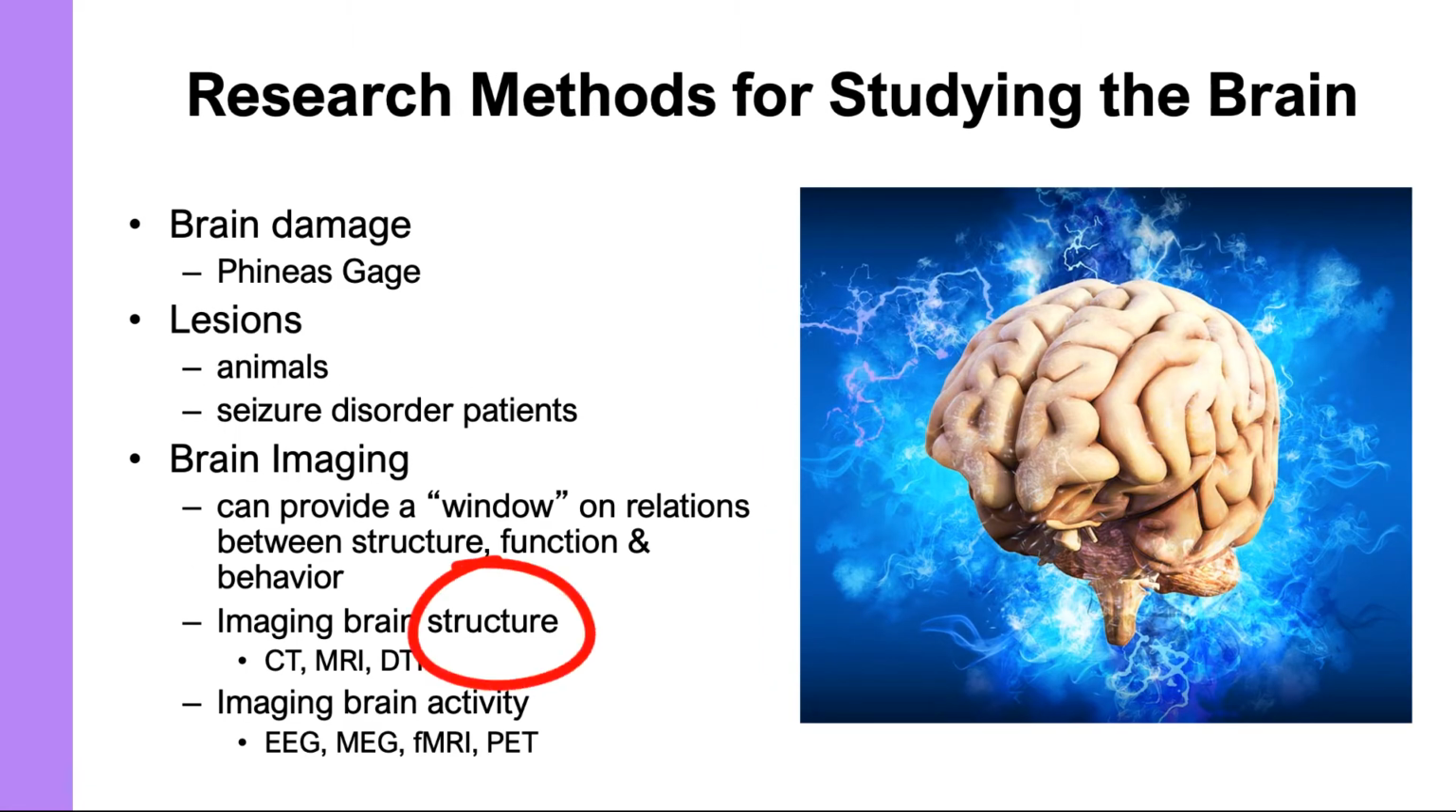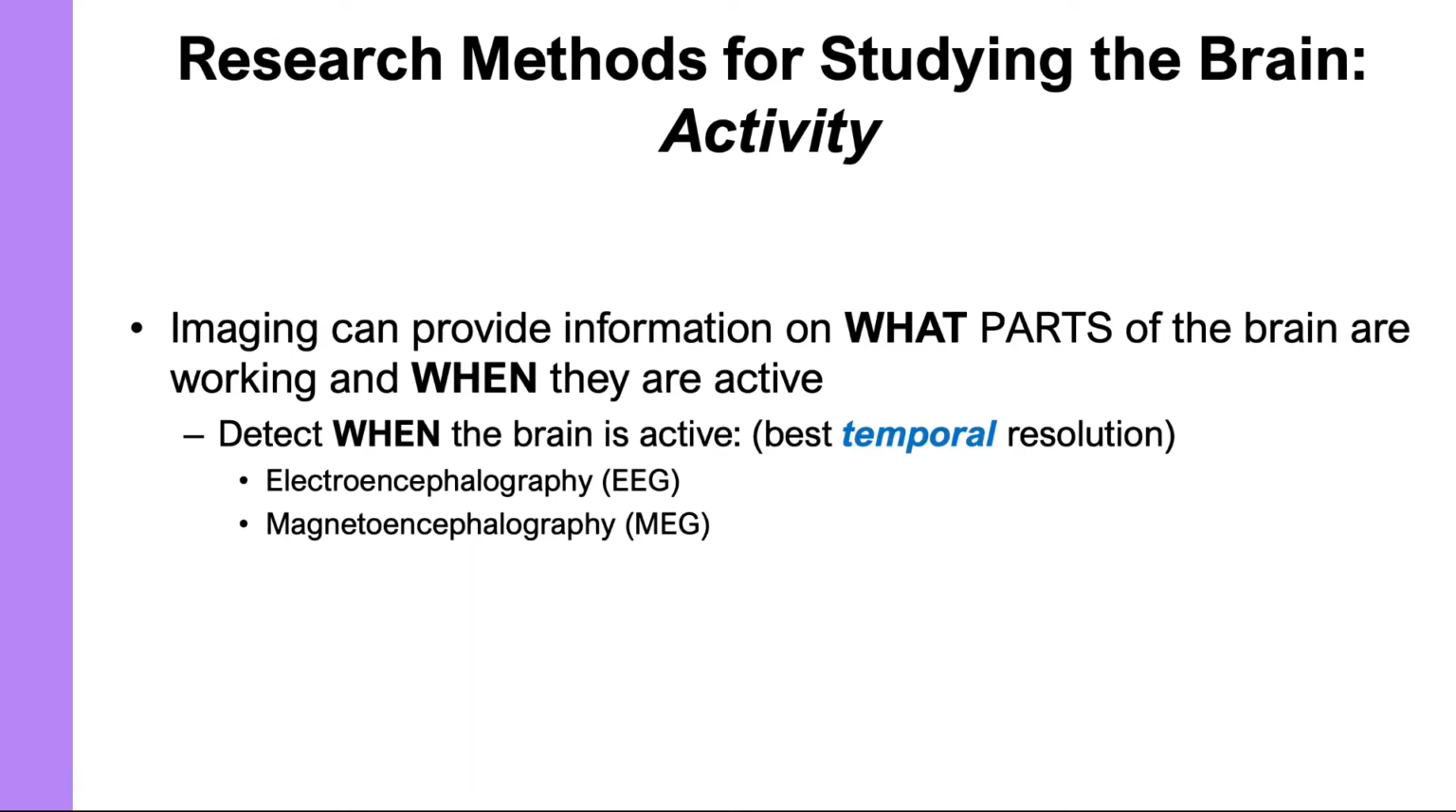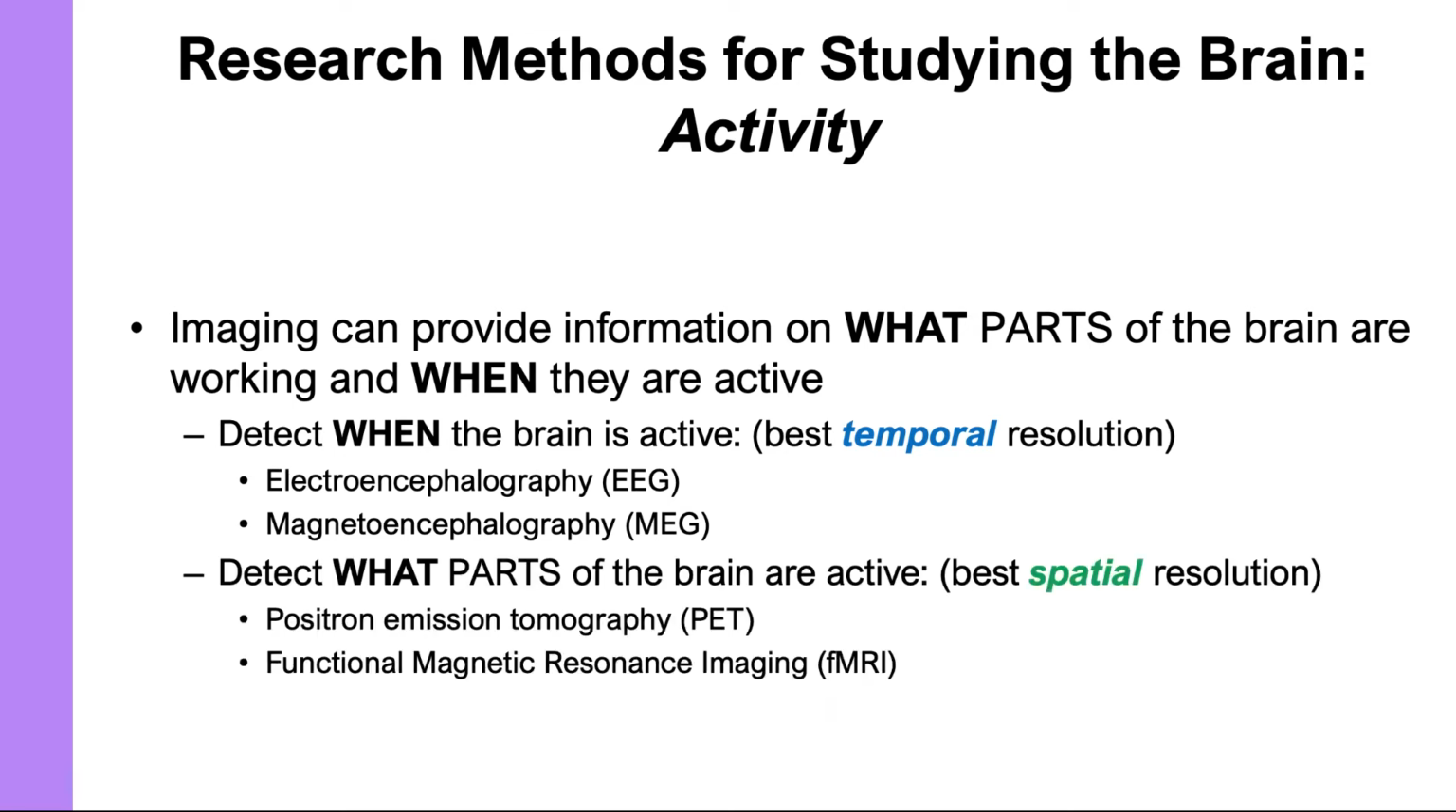You can study structure of the brain and anatomy, size, connectivity of the brain, but you can also study the activity of the brain, and that's very different. So in this case, we're wanting to see whether some parts of the brain are more active for some people and whether those levels of activity are related to behavior. So imaging can provide information on what parts of the brain are working and when they are active in terms of activity.